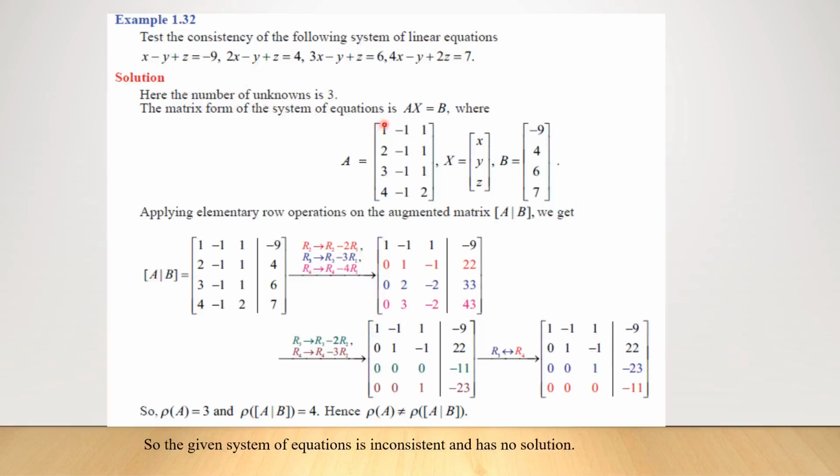Next, you have to write the matrix form of the equations with A as the coefficient matrix, X as the variable matrix, and B as the constant values matrix. Then you have to apply the elementary row operations on the augmented matrix. That is, in the first step, check that the first row, first element is non-zero. Then make the second row, third row and fourth row first elements 0 by using R1.